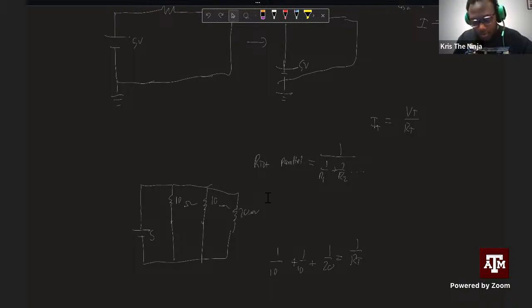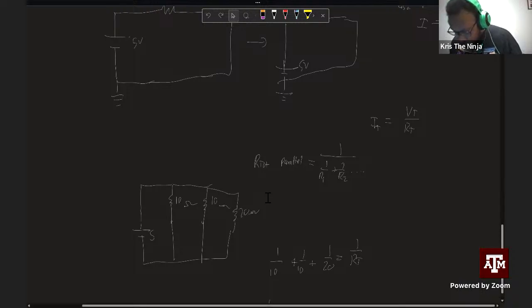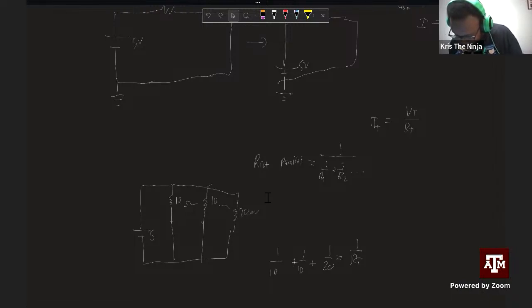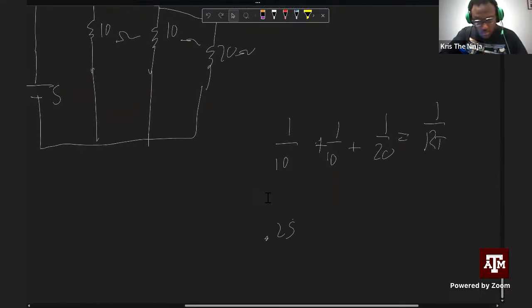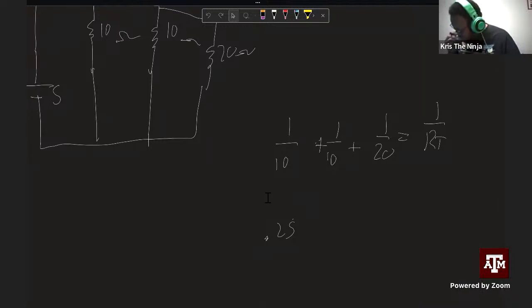So if we do that, 0.1 plus 0.1 plus 1 over 20 equals 1/4. Well, let me get this exactly: 0.25, goodness gracious. 0.25 equals 1 over RT.